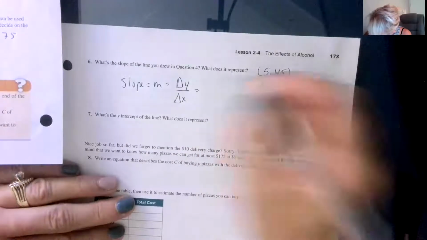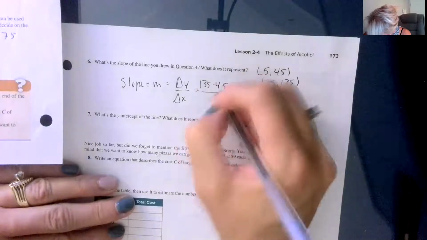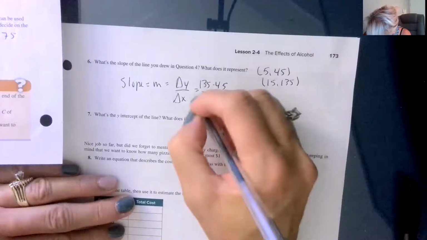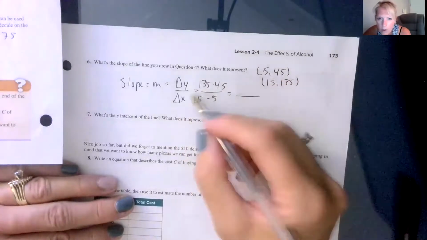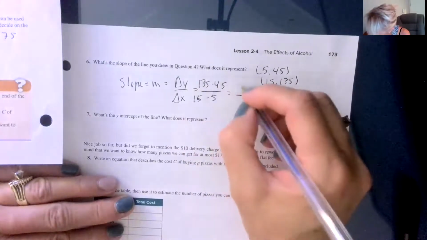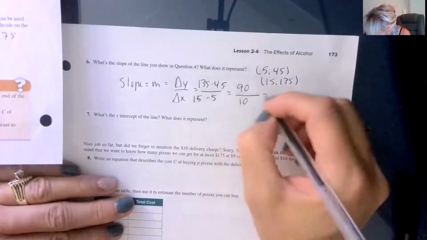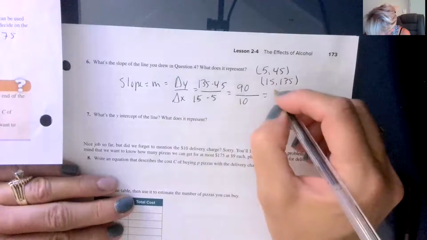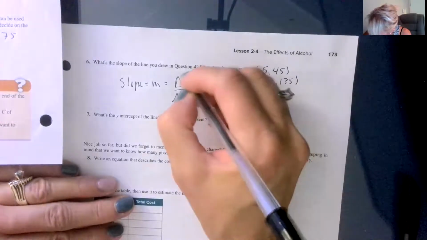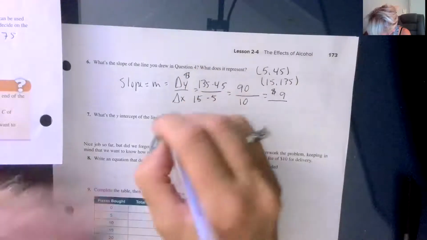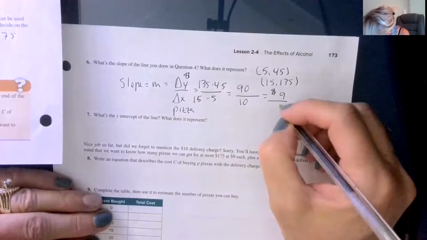So my change in y is 135 minus 45 over 15 minus 5. So 135 minus 45 is 90, and 15 minus 5 is 10. So my slope is 9. And we have to remember our units were dollars. The y units are dollars, and the x units are pizzas. So $9 for every pizza.